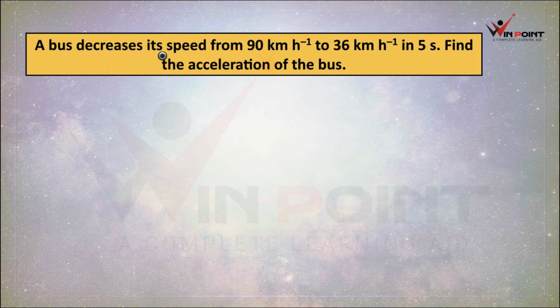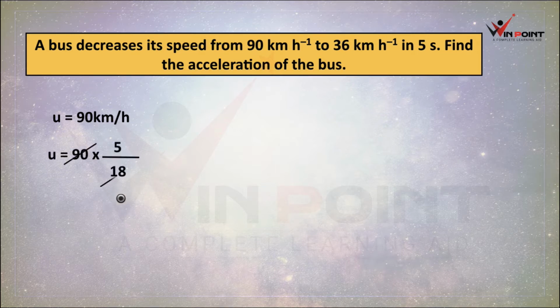A bus decreases its speed from 90 km per hour to 36 km per hour in 5 seconds. Calculate the acceleration of the bus. First, we need to write the given values. The given value u is equal to 90 km per hour. We need to convert this kilometer per hour into meter per second. How can we convert? There is a shortcut for that. We need to multiply that number by 5 by 18. 90 into 5 by 18. We can cancel this 90 and 18. It will be 5 into 5 is equal to 25 meter per second.